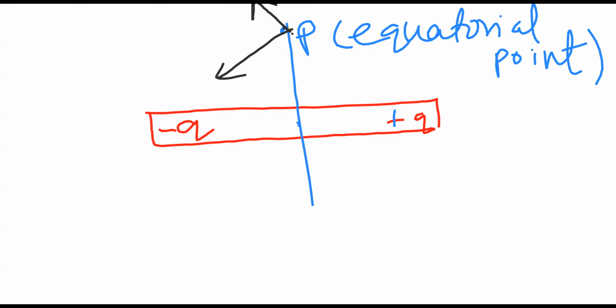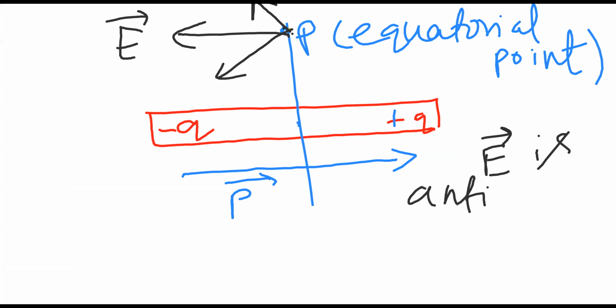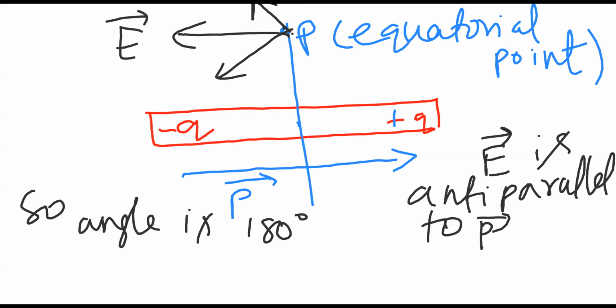And the dipole moment is always from minus Q to plus Q. So it is the P vector direction, and here is your net electric field. So they are anti-parallel. So the electric field vector is anti-parallel to the P vector. Okay. So the angle is 180. Already I told you this one. Dipole moment is always from minus Q to plus Q.